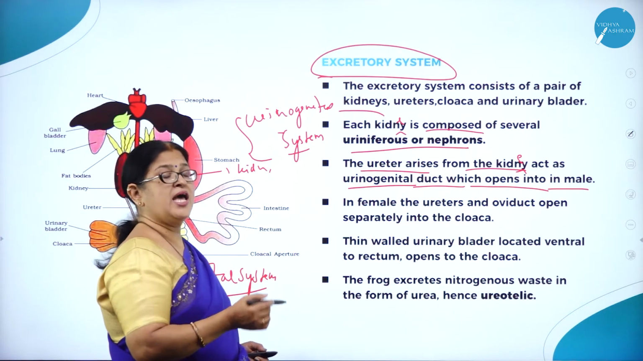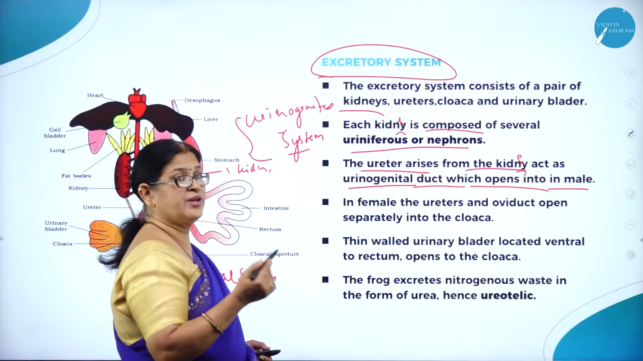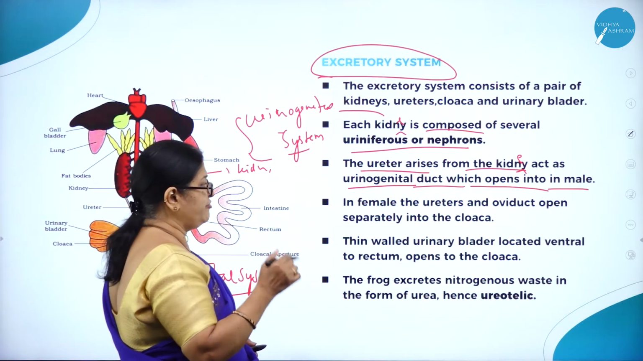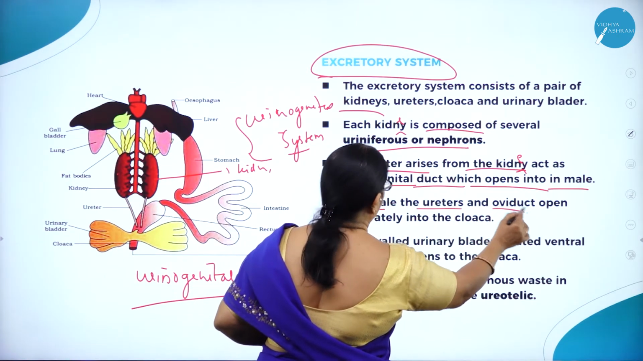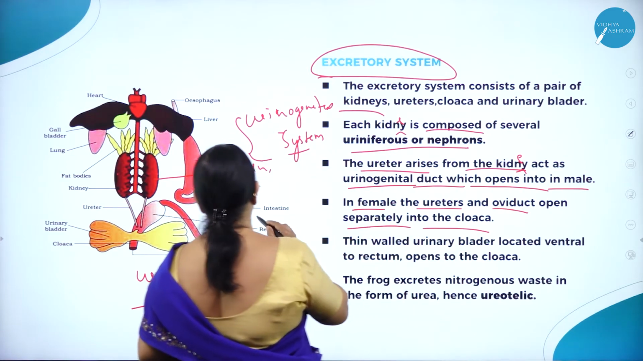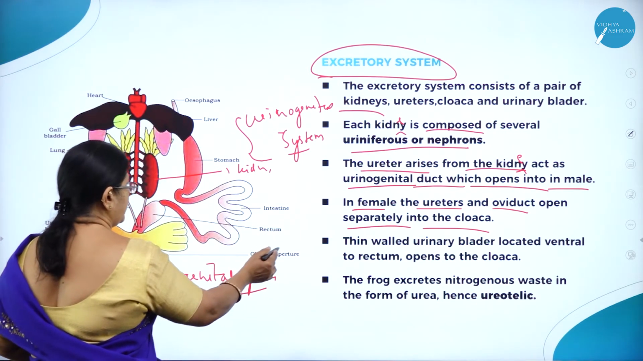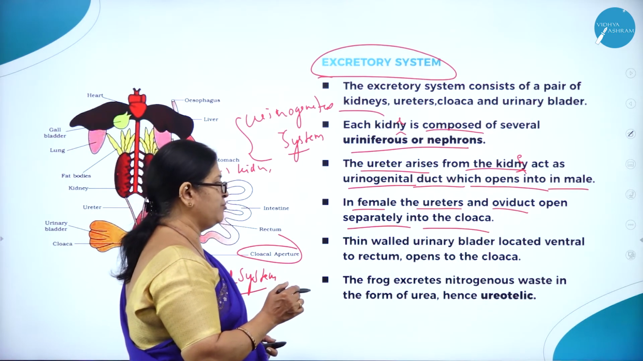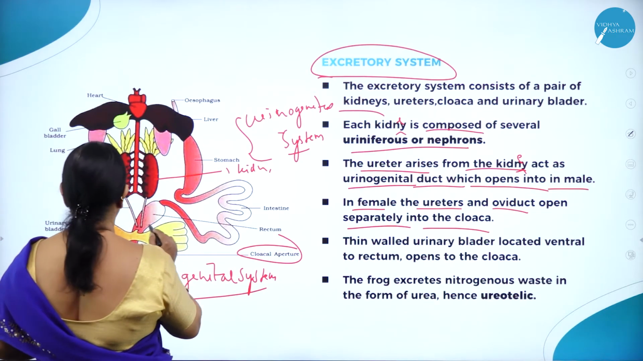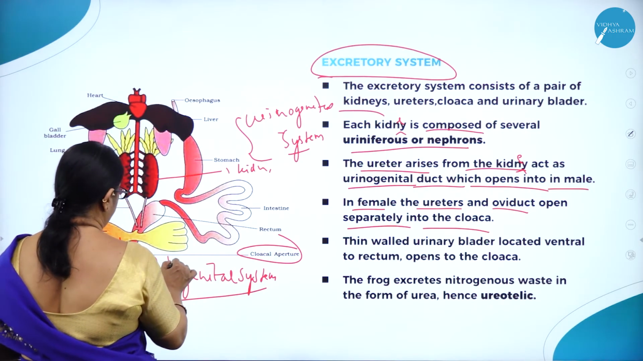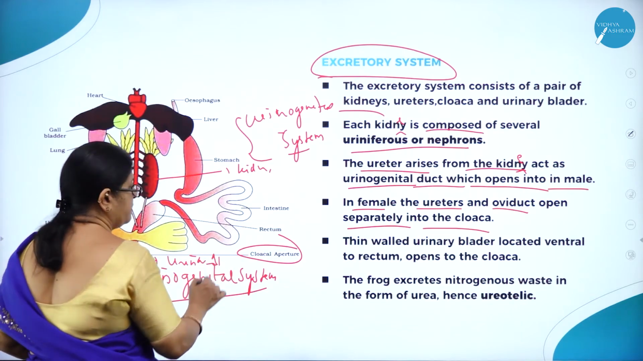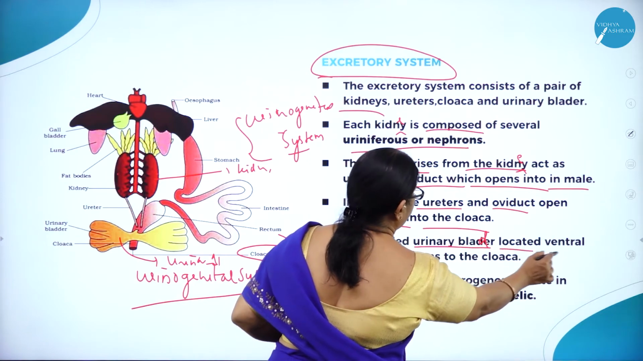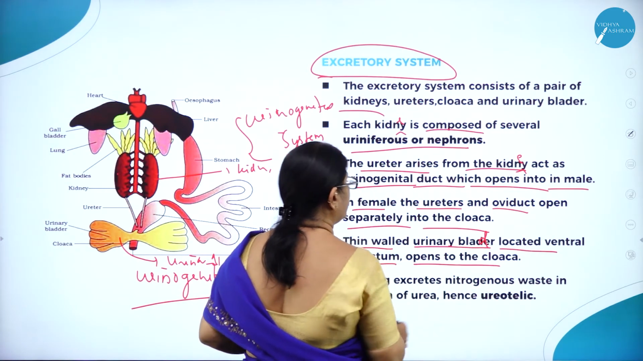That is, the ureter arises from the kidney and acts as a urinogenital tract, a common tract for carrying the sperms, the male gametes. But in the female, the ureters and oviduct open separately into the cloaca. In the male, it is a common aperture. Here you can see the urinary bladder. The thin-walled urinary bladder, located ventral to the rectum, opens into the cloaca.